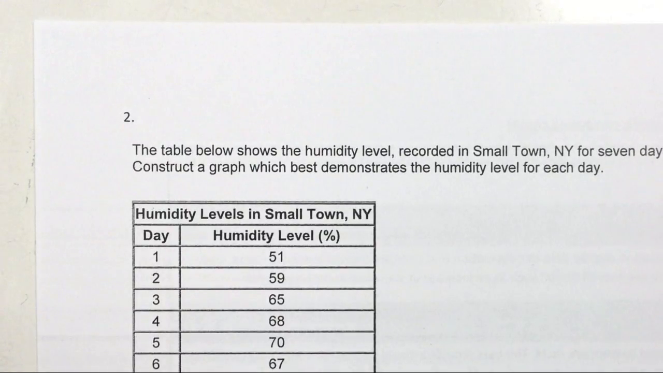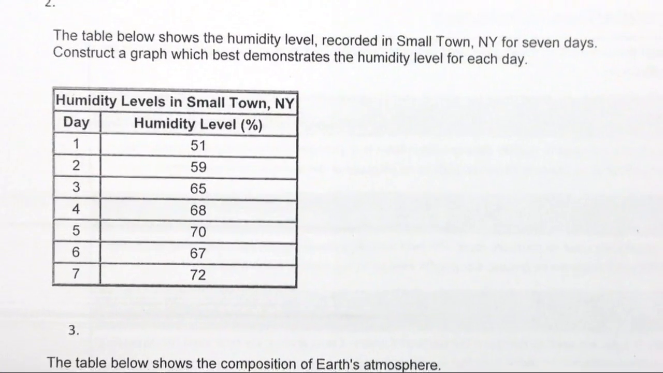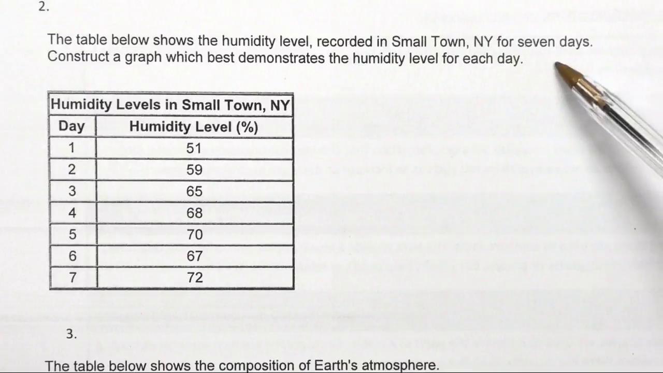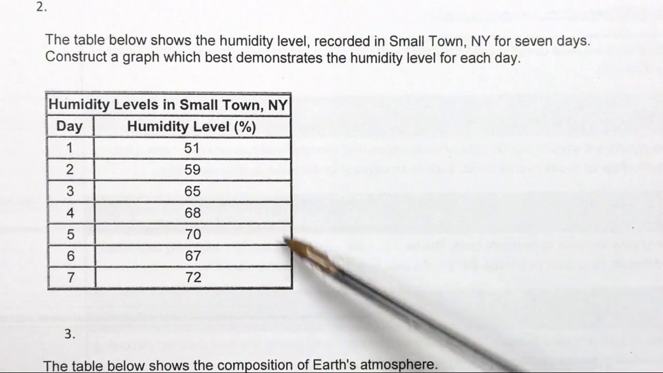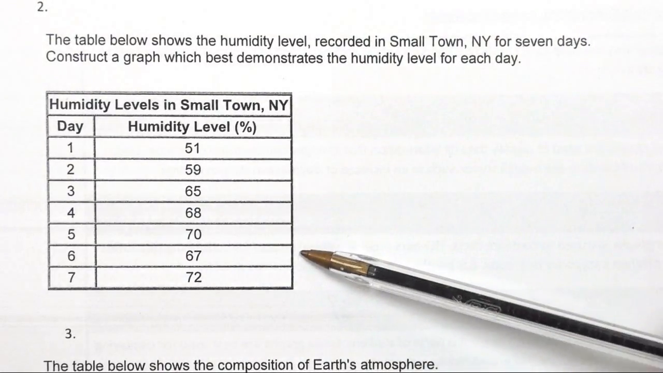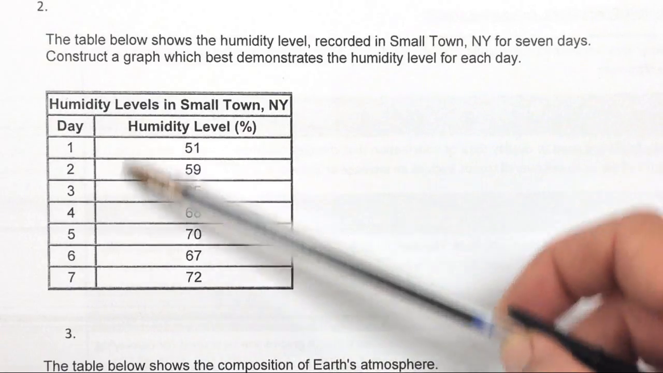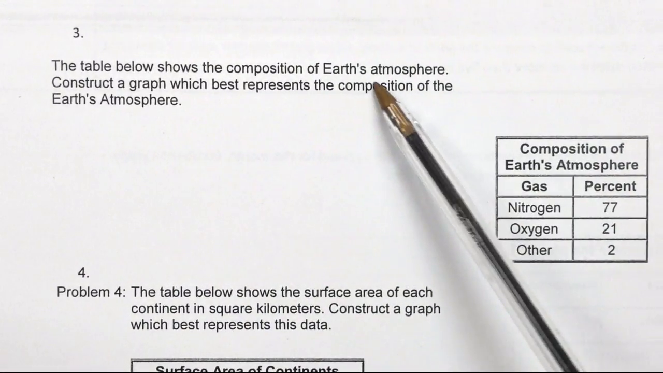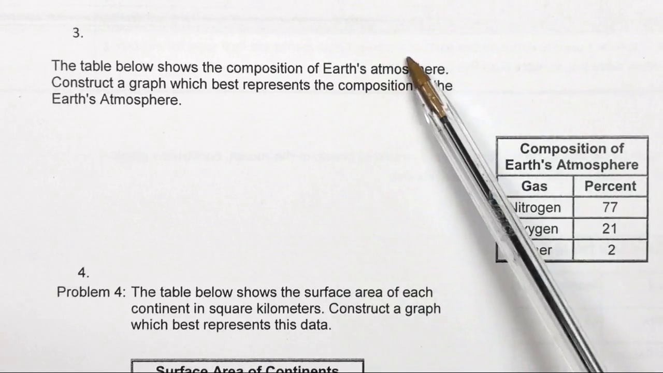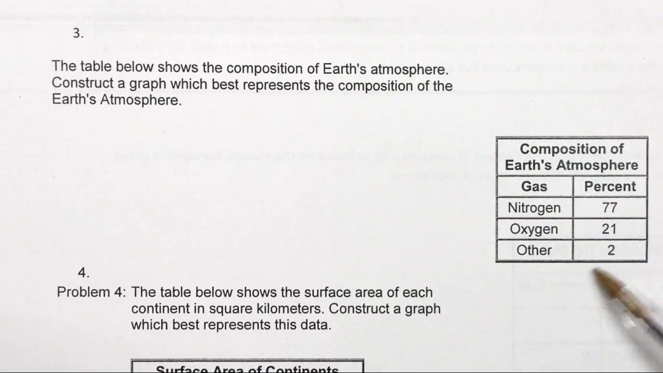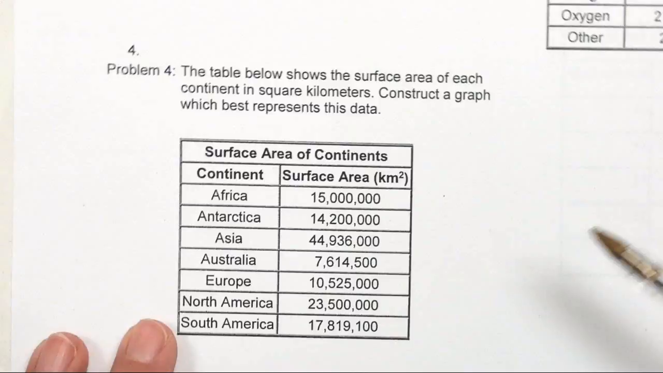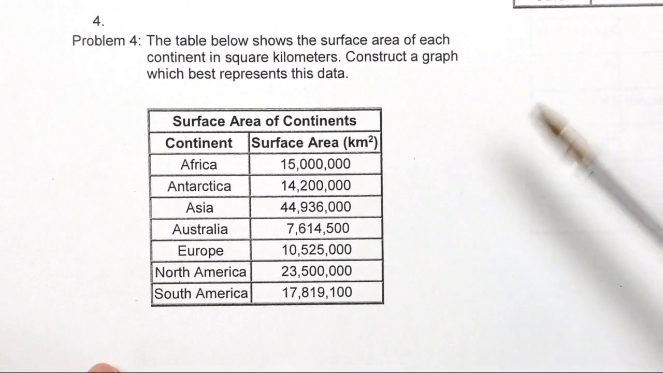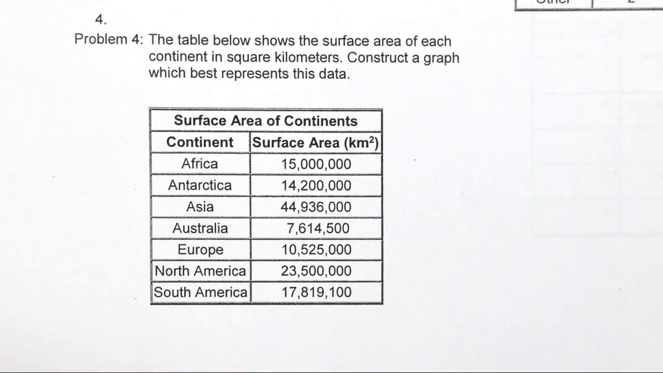Alright, flip it. The next one's dealing with humidity over a certain amount of days, 7 days. Okay, so think about what we'd use for this one to yourself. Again, this is humidity across 7 days. The third set of data is dealing with the Earth's atmosphere, different parts of the Earth's atmosphere. So we have nitrogen, oxygen, and other. And then the last one's dealing with surface area for different continents.